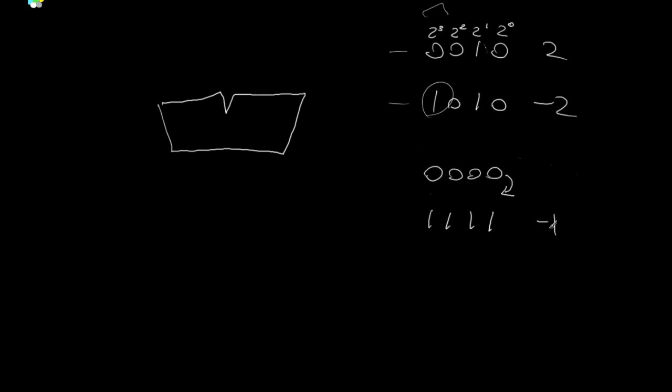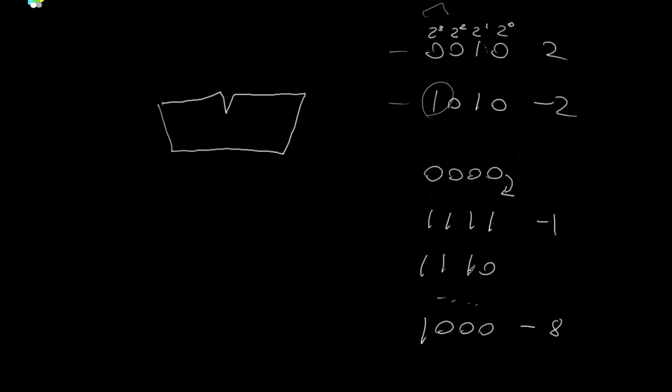Let's see here. This is negative 1. So wait, let me just undo this. This is negative 2, dot, dot, dot. This is going to be negative 8, I believe. Yeah, that's correct.